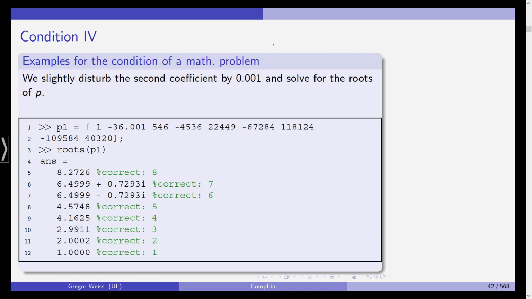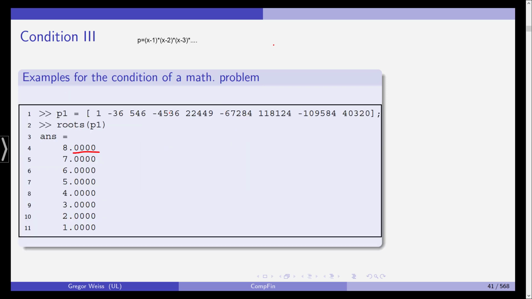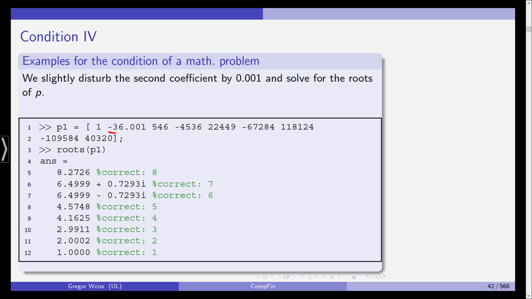So let's see this. What I'm doing now is I'm changing the second number here, minus 36, to minus 36.001. Slight error here. A very tiny error, and see what happens. 1, okay, still correct. 2, still okay. 2.99 instead of 3, so the errors start to pile up. 4.16 instead of 4, 4.57 instead of 5, 6.49, 6.49, 8.27. So the numbers are all off.